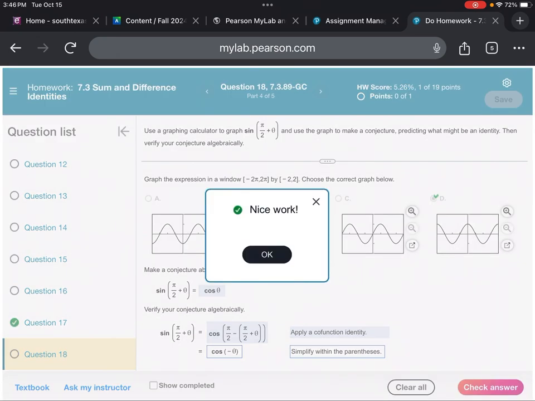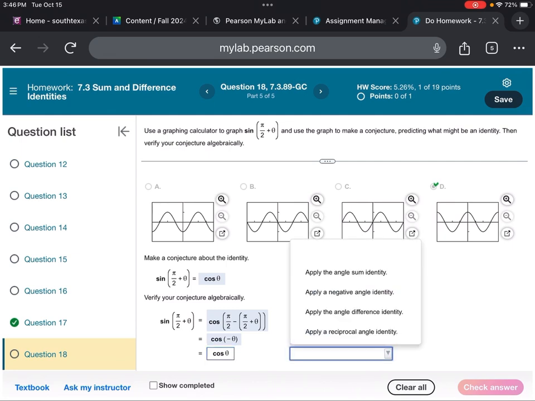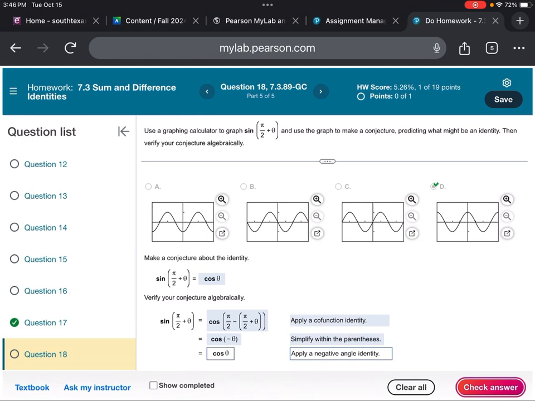And then cosine of negative theta, y'all, is the same thing as cosine of theta. And that's using the even and odd functions, or a negative angle identity. And if I check my answer again, we're done, okay?